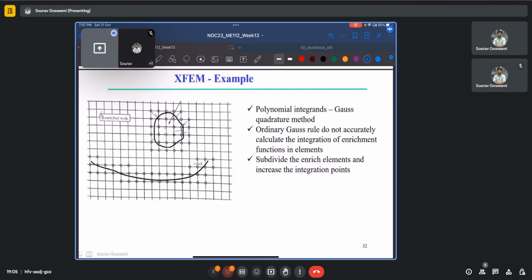So these enriched elements would have some additional integration points, and there would be some polynomial integrands based on the numerical scheme of Gauss quadrature, which most of us would be familiar with. The ordinary Gauss rule does not accurately capture the integration of such enriched elements, and thus we subdivide the enriched elements and also increase the integration points. In the second case, we have a crack which is getting tracked by the extended finite element method, and we see how some of the nodes are enriched compared to the others in a domain.